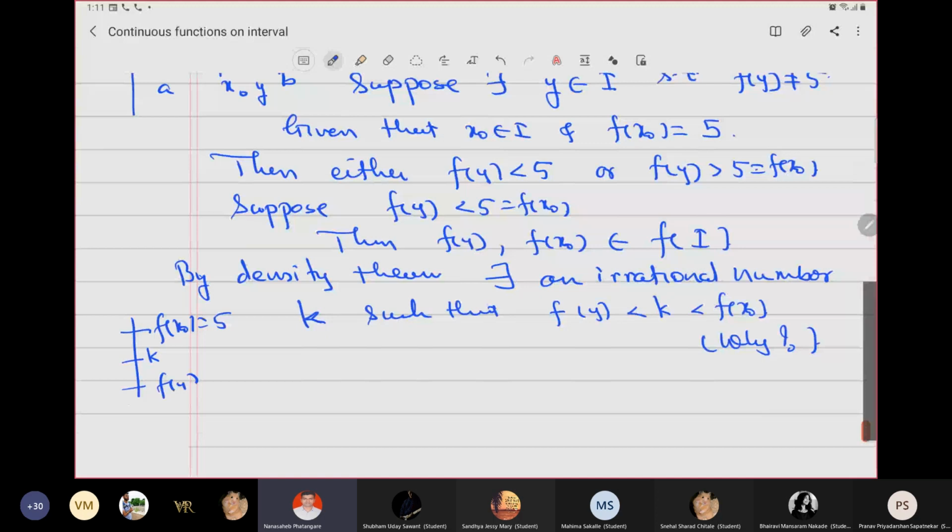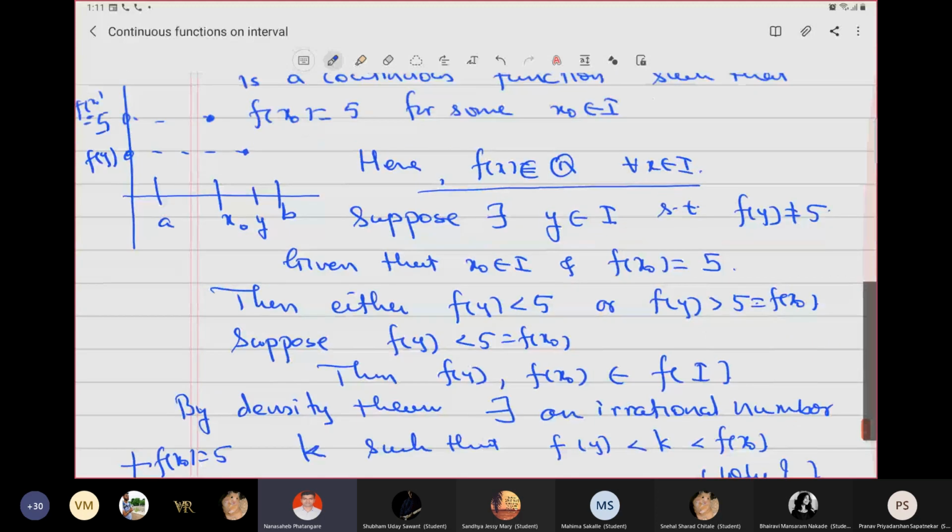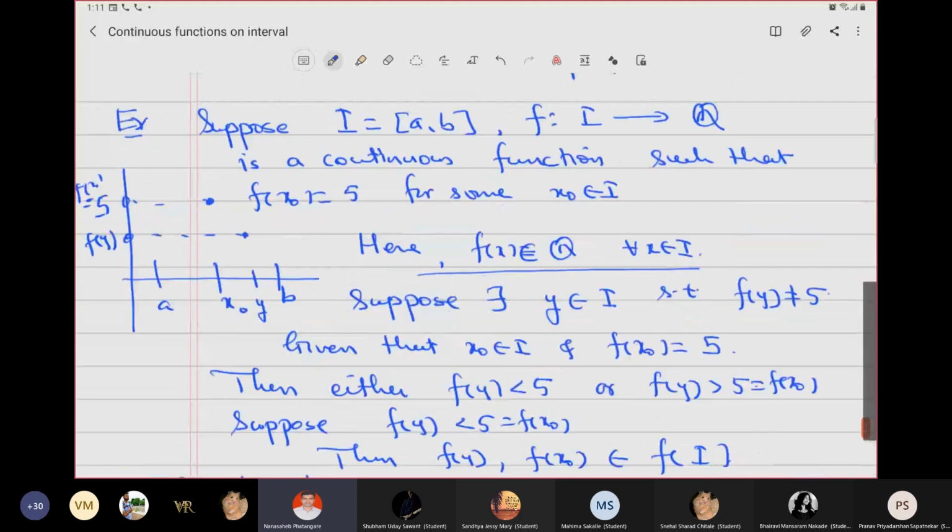Now the function is continuous on I, that is our assumption. So by the intermediate value theorem.